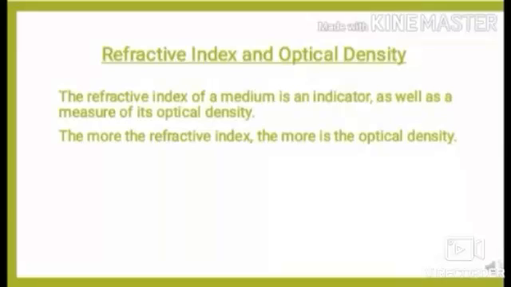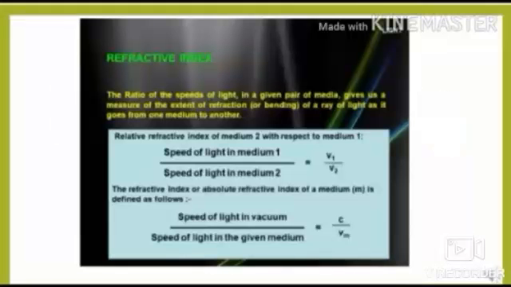The next topic is refractive index and optical density. The refractive index of a given medium is a dimensionless number that determines the extent of change in direction of a ray of light as it goes from free space into that medium. The refractive index or absolute refractive index of a transparent medium is the ratio of the speed of light in vacuum to its speed in that medium. The relative refractive index of a medium with respect to another medium equals the ratio of the speed of light in the first medium to its speed of light in the second medium.